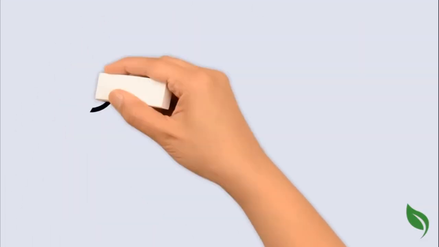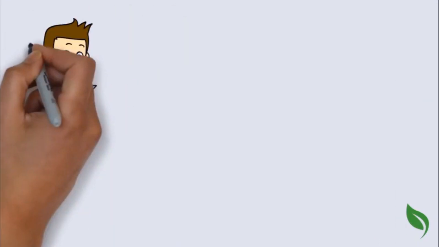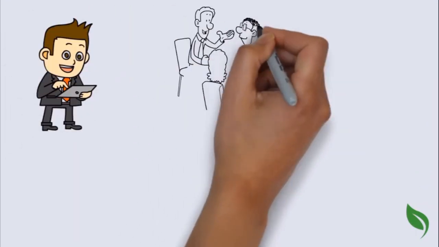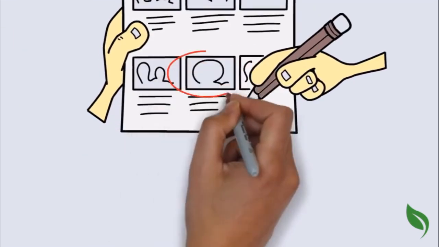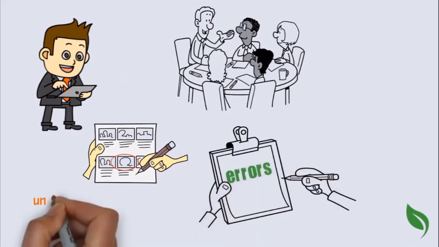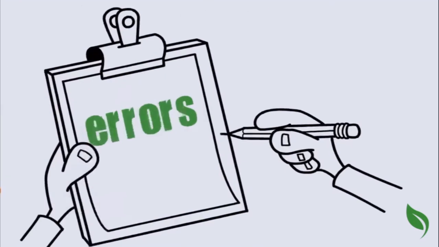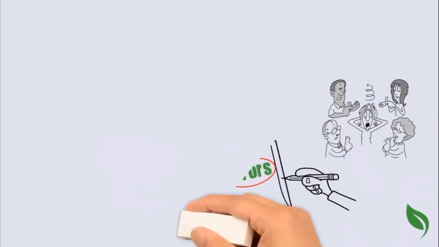Number 9. Proofread. When you are done creating your entire test, run through it, or better yet, have a trusted colleague take your test. It is easy to make small errors when we create a test, and it is also easy for those errors to totally undermine test questions. So, try to catch them before you accidentally frustrate your test takers.